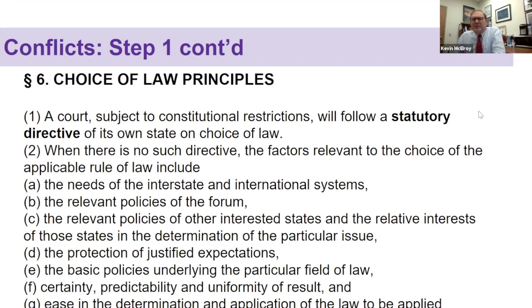And one of them will be a statutory choice of law. And then you follow that state's statutory choice of law. And the other one will be common law. And you go to this. You start with section 6.